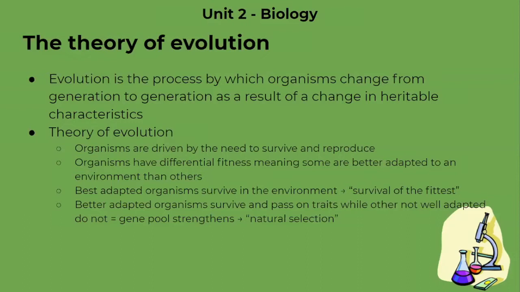And lastly, better adapted organisms will survive and therefore pass on their traits because they will be able to reproduce, while others who are not as fit will not pass on. So that means our gene pool is going to strengthen because we're only going to have the fittest left. This process is called natural selection, coined by our friend Charles Darwin.